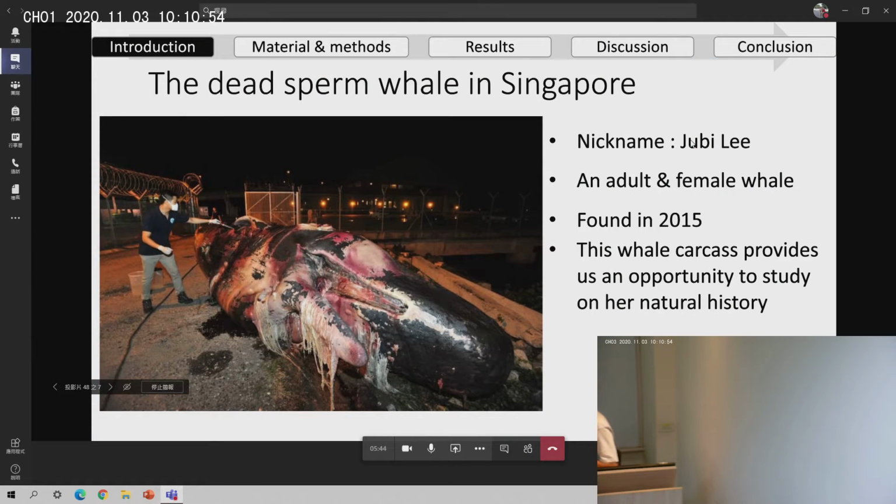The main subject of this study is the dead sperm whale in Singapore. She has a nickname, Jubilee. She was an adult female whale, and we found her in 2015. This whale carcass provides us an opportunity to study her natural history.